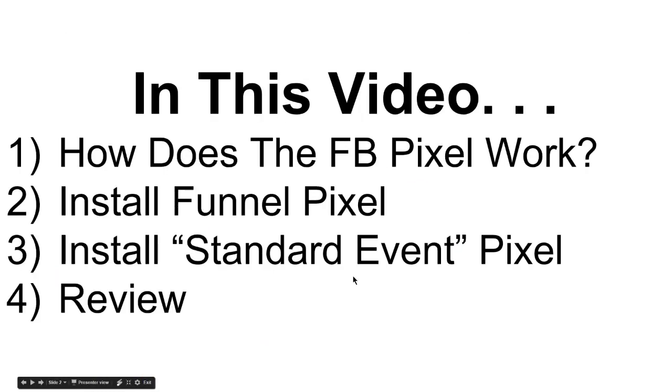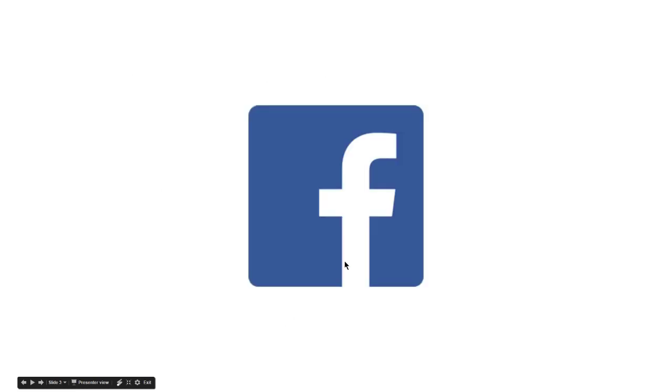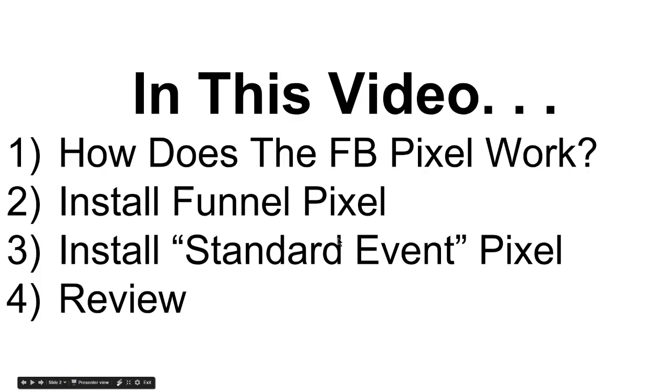So what we're going to be going over are 4 steps. First, how does the Facebook pixel work? What is it? And finally understanding once and for all what the heck it does for us. Secondly, we're going to install the funnel pixel. Then third, we're going to install the standard event pixel for each page. And then we're going to review, and don't worry, we're going to go over what each of these steps means in more detail throughout the video.